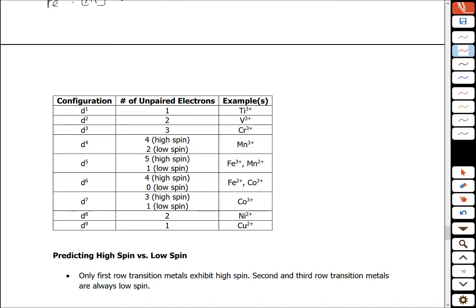If we look at the transition metals and we start with electron configurations of D1 through D9, like titanium 3, so titanium is argon 4s2 3d2. That means that titanium 3 plus is argon 3d1, because we removed 3 electrons. We have d1.